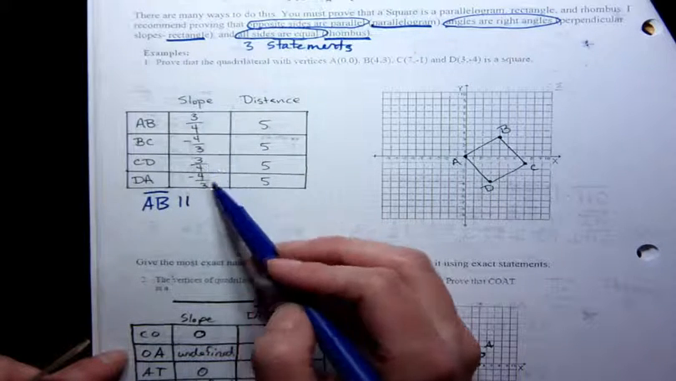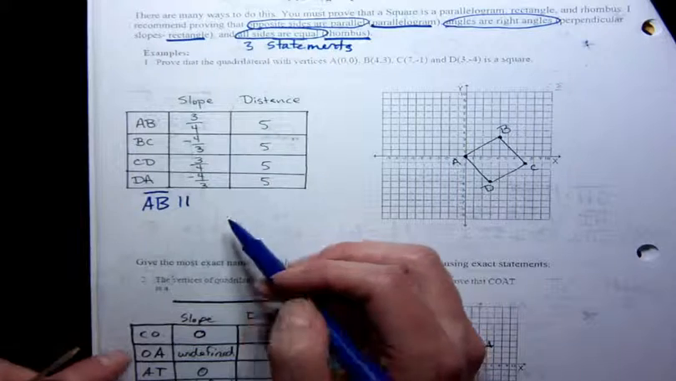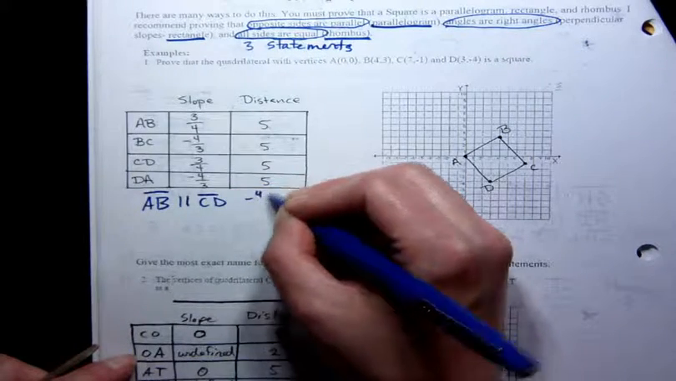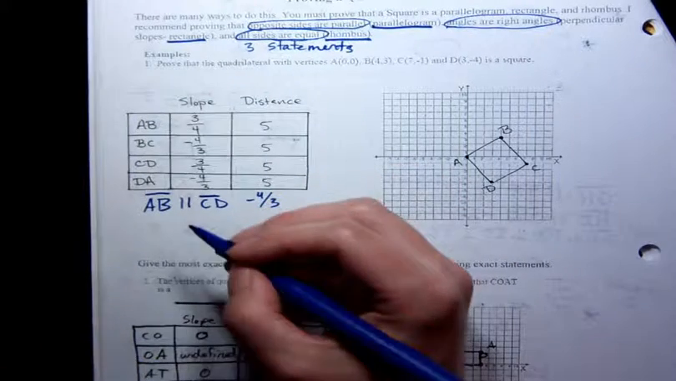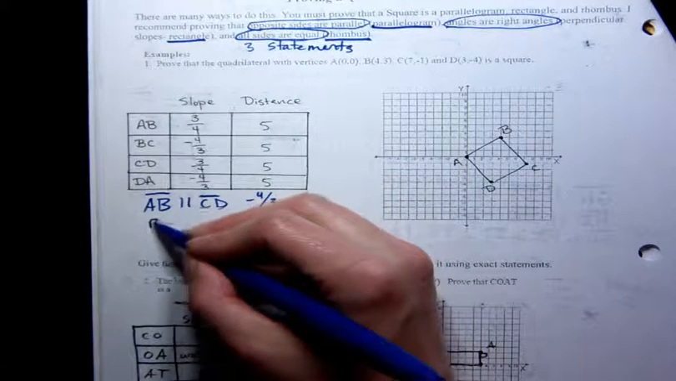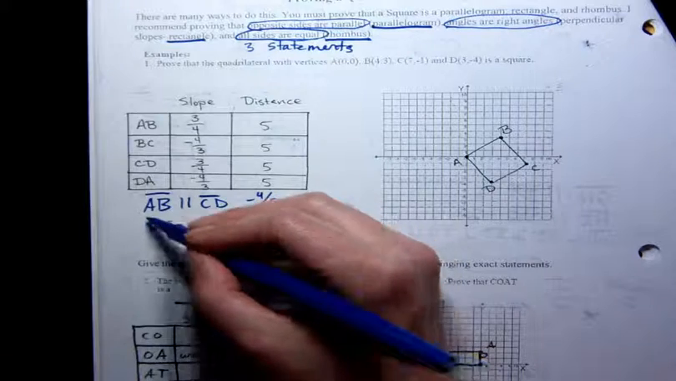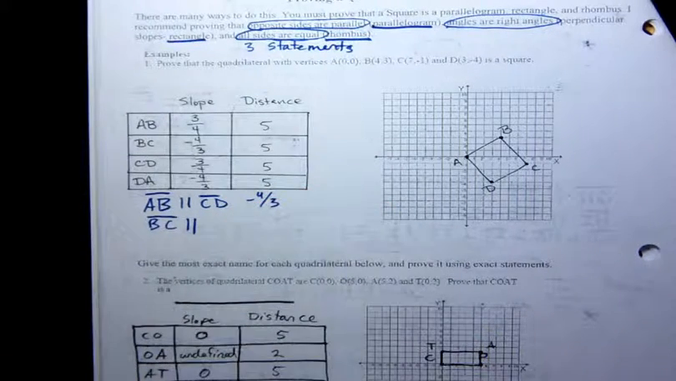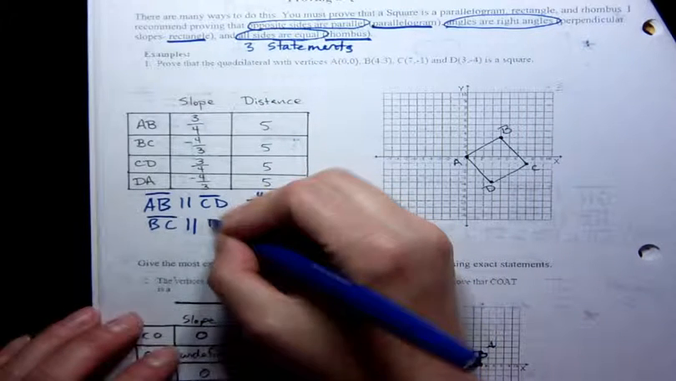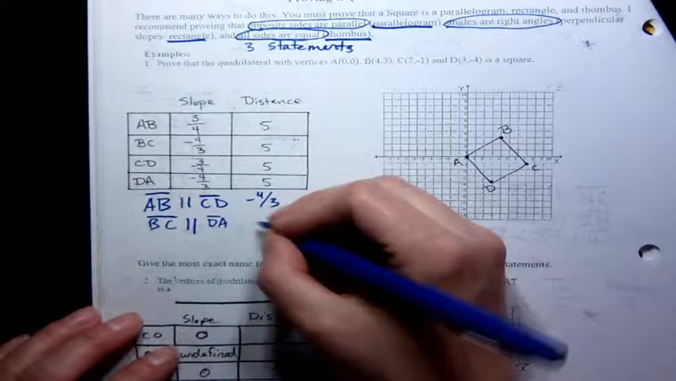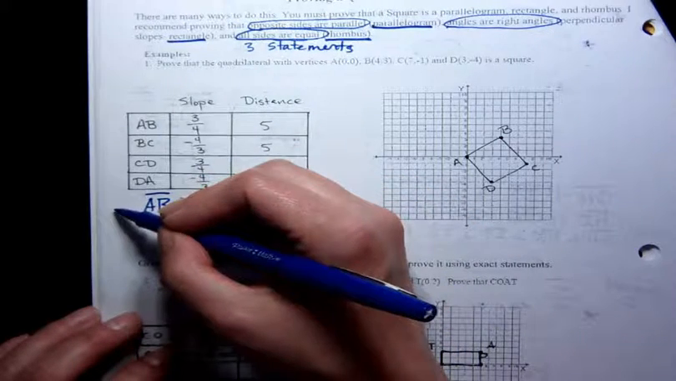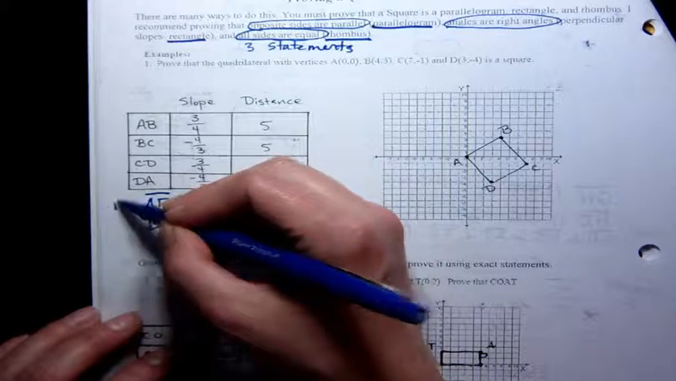So looking at these, CD. And they're both a negative 4/3. All right, desk 2. BC is parallel to which side? DA. With the 3/4. Okay, so I just got, that's my statement 1.